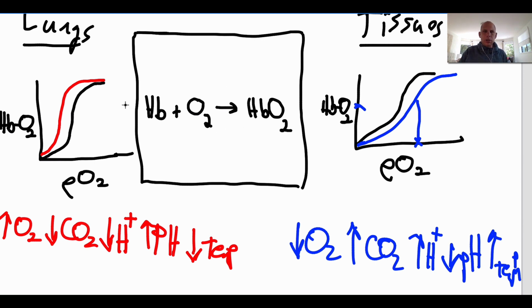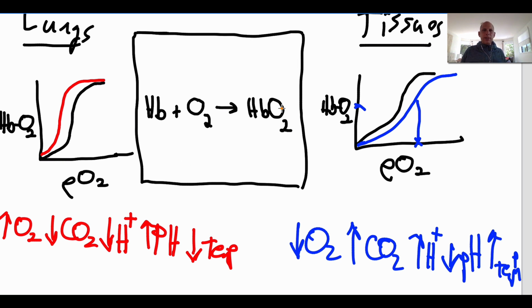So here's the reaction right here. We have hemoglobin binding oxygen and carrying it around through the body. So this form right here, we call this deoxyhemoglobin. And here we call this oxyhemoglobin because now the oxygen is bound to the hemoglobin. So we have this really interesting situation where we can predict the direction in which this curve is going to shift based on the chemical reaction itself.